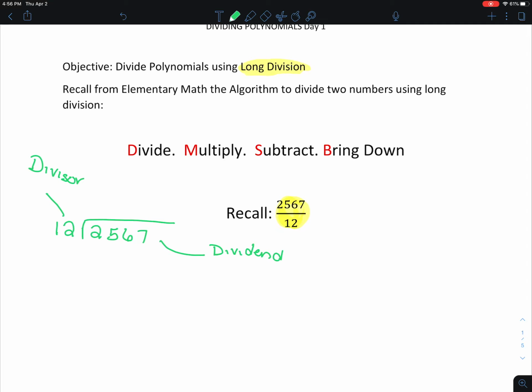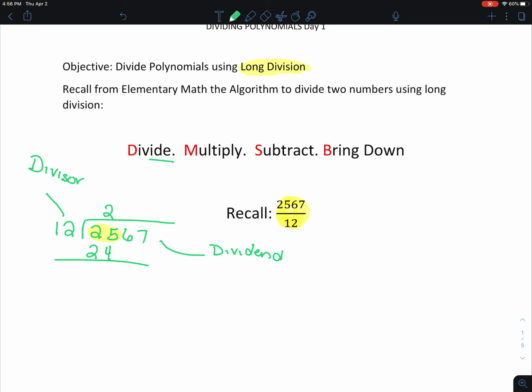All right, so the first thing we want to look at: can 12 go into 2? No, 2 is smaller than 12, so we can't really divide 12 by 2. So we have to look at the first 2 numbers, 25. What number can I multiply by 12 and get something close to 25? Well, if I multiply 12 by 1, I get 12, and I'll have a big remainder. But if I multiply 12 by 2, I get 24.